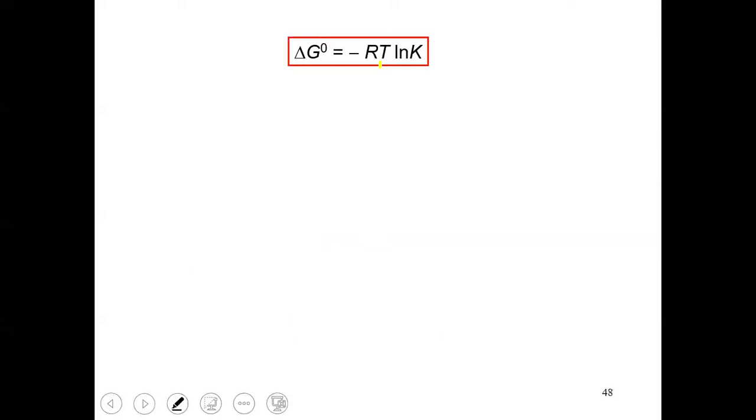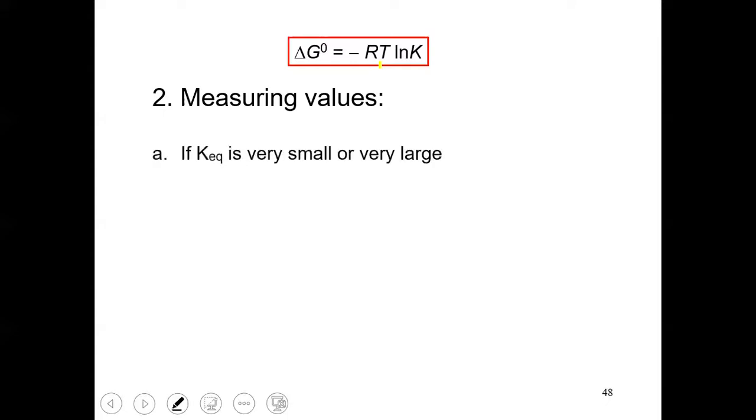The second thing we can do with this equation is decide that there are some situations under which I may have to switch the way I measure values. For example, let's say that I'm studying a chemical reaction that has a very, very small or very, very large value of the equilibrium constant. Let me give you an example.